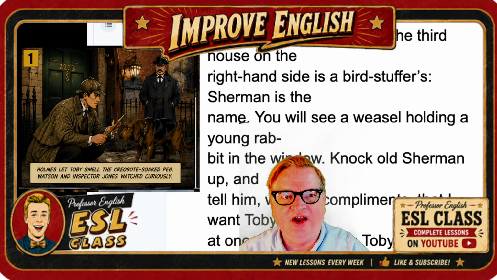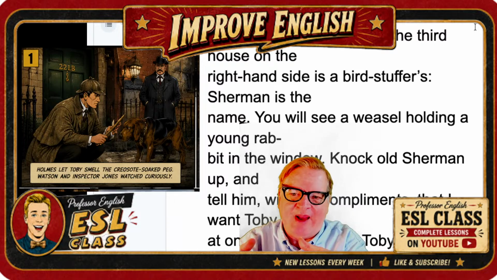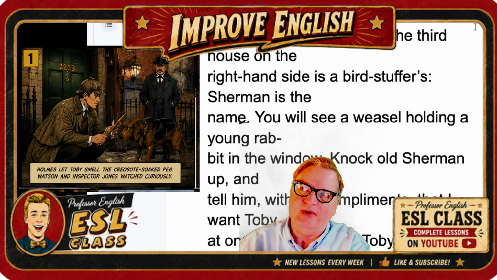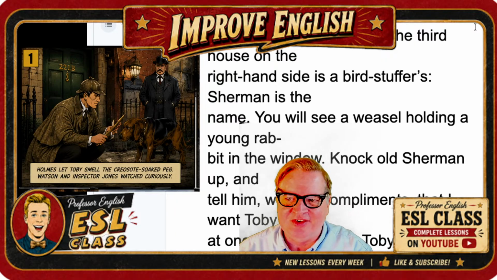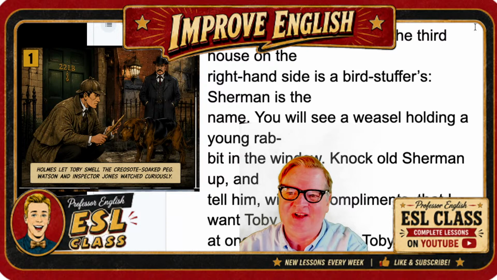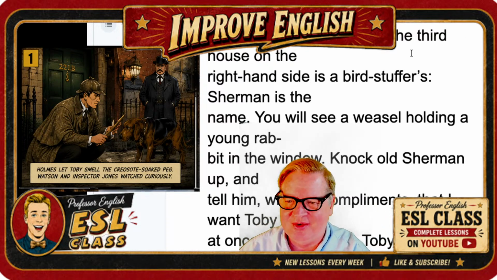Yeah, a weasel is kind of like a mouse. It looks similar to a mouse. So you'll see a weasel holding a young rabbit in the window. It was very popular in Victorian times. They would kill animals and then they would preserve them perfectly and then put them in very strange situations. So that's what he's saying. That's why he's saying you'll see a weasel, like a mouse, holding a young rabbit in the window. They're real.